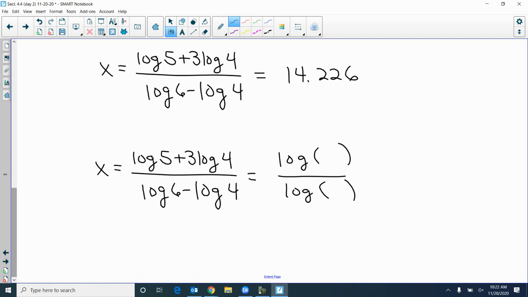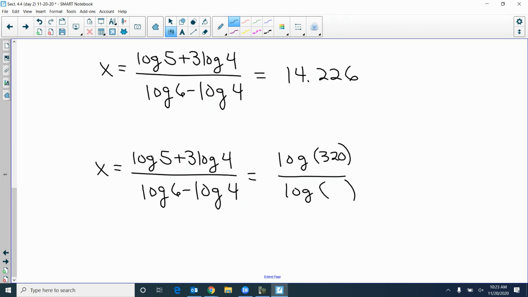Olivia, do you understand what I'm asking you to do? Yeah. Did you get either the top or the bottom at this point? I have the top. What'd you get? 320. Okay. It should be the log of 320. That's correct. And then what's the denominator?